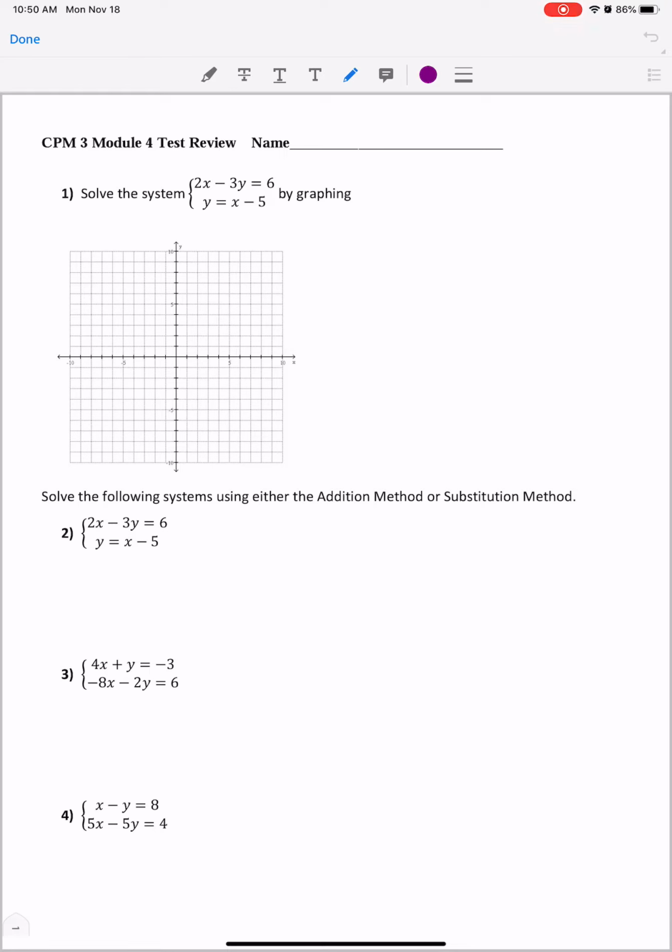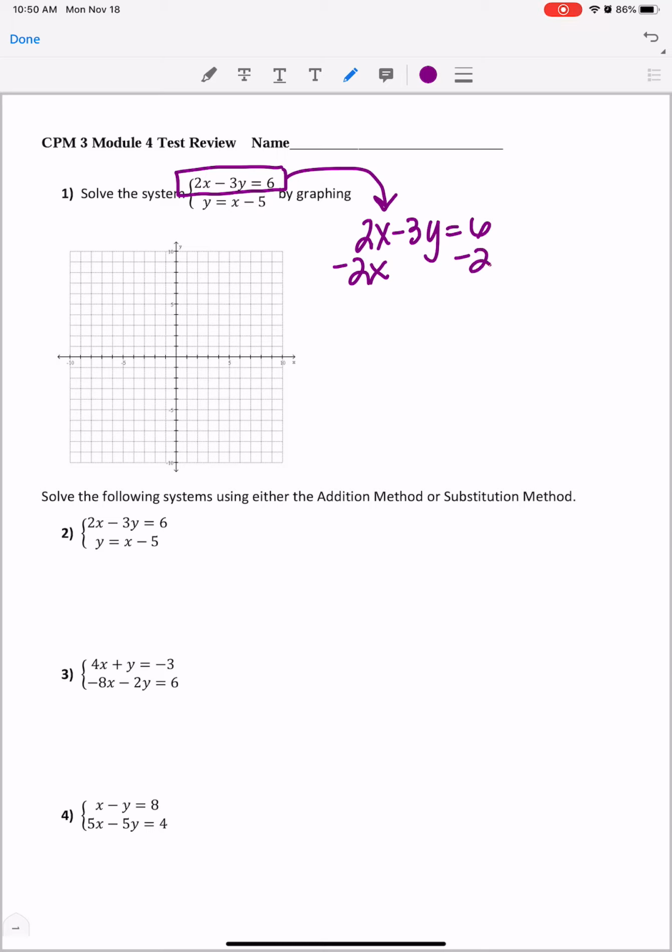Okay, so number 1 says to solve the system by graphing. You are going to have one or two that specifically say you must solve this by graphing, and when it tells you to solve it by graphing, that's the only method you can use. So if I take this first equation, this is not in slope-intercept form, so I need to solve this for y.